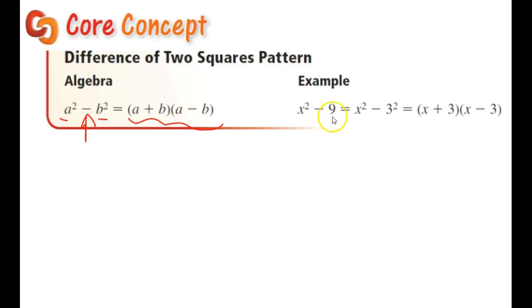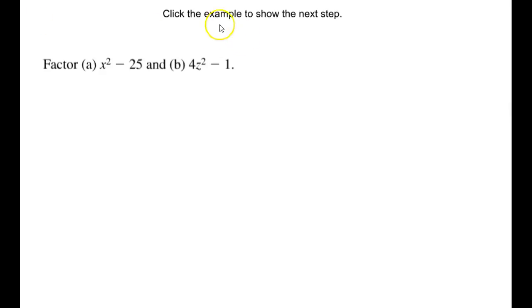If I have x squared minus 9, well, I know, first of all, we're subtracting. So then I know the square root of x squared and I know the square root of 9. So this can also be written as x squared minus 3 squared. So then I can just follow my pattern. It would be x plus 3 times x minus 3. So then from here I could solve and find my two solutions. So let's go ahead and try this.